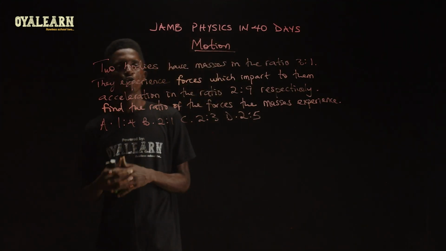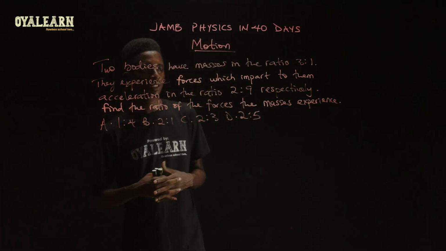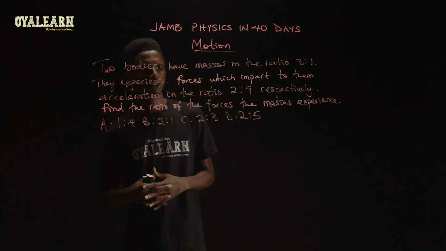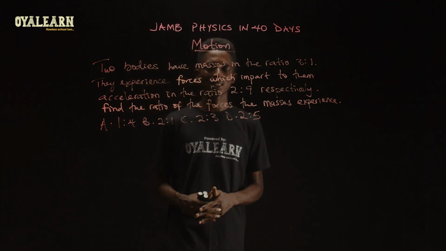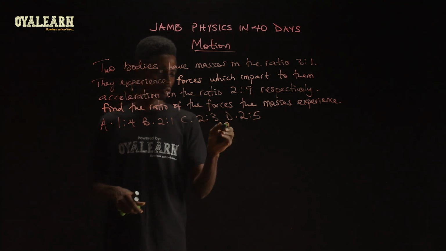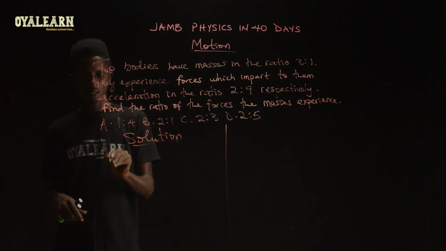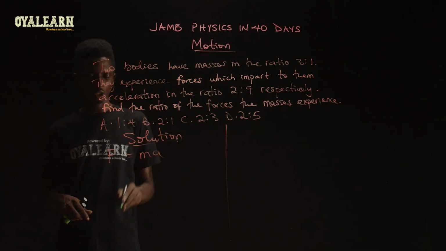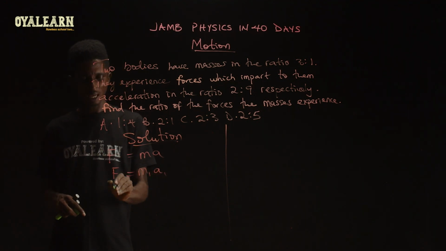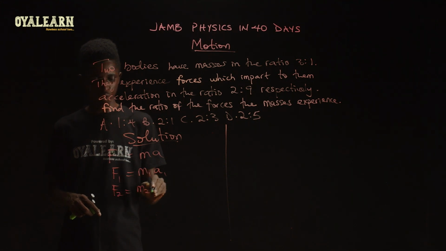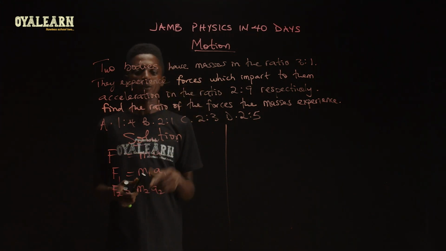This question says two bodies have masses in the ratio 3:1 and they experience forces which impart to them accelerations in the ratio 2 to 9. So now we have to find the ratio of the forces that the masses experience. In order to solve this, let's first establish that force equals mass times acceleration, which means the force by the first body will be the mass of the first body times acceleration of the first body, and F2 will also be M2A2. Now let's go to what we have here in the ratios.